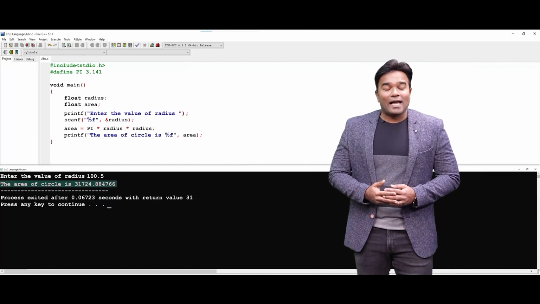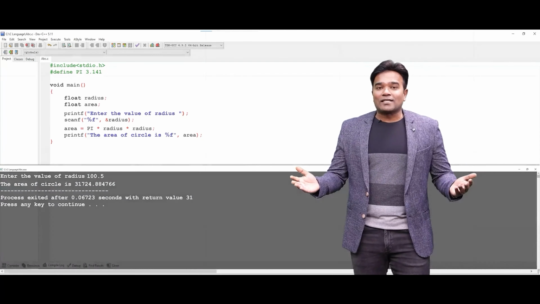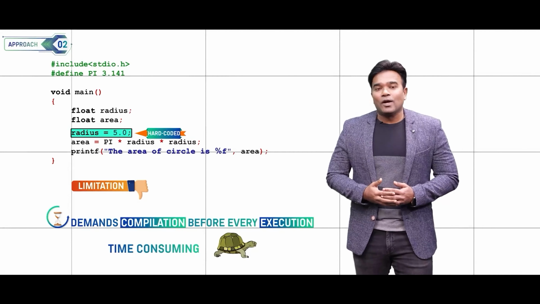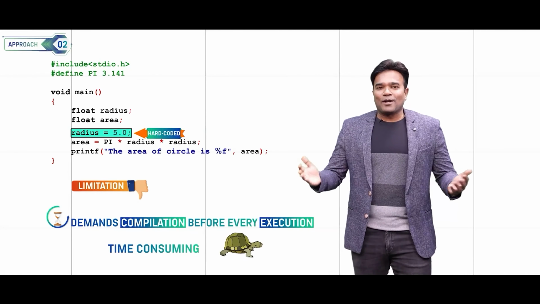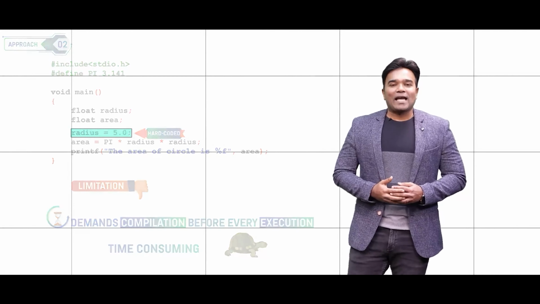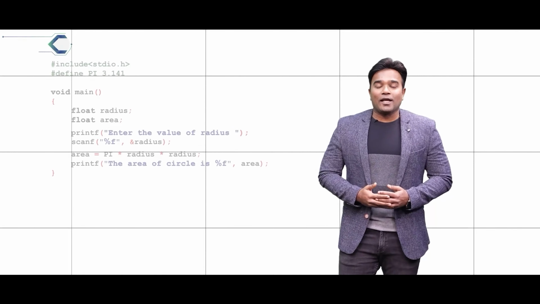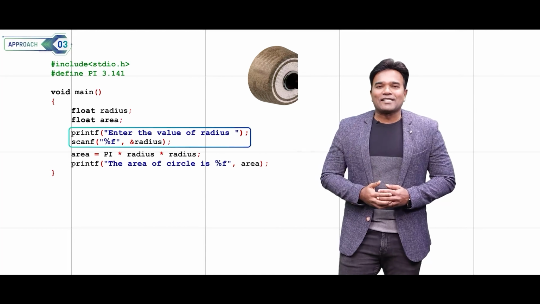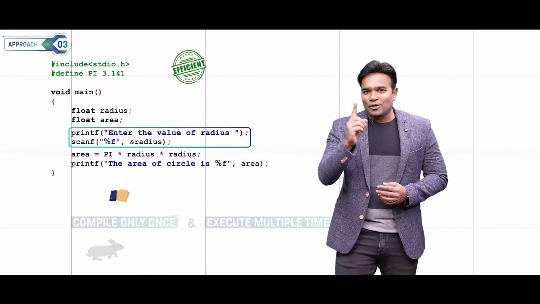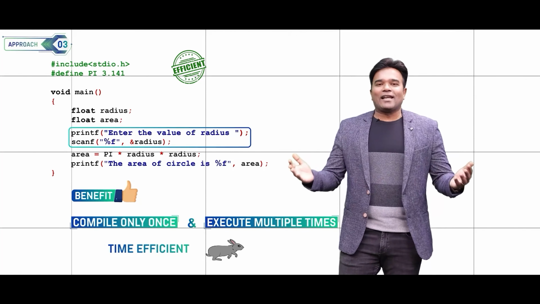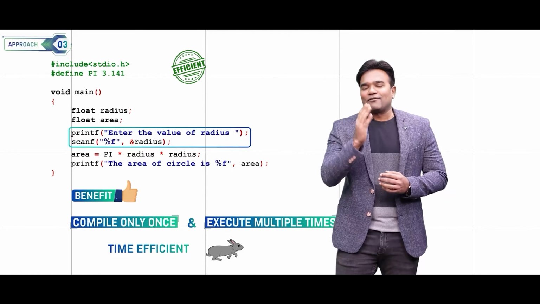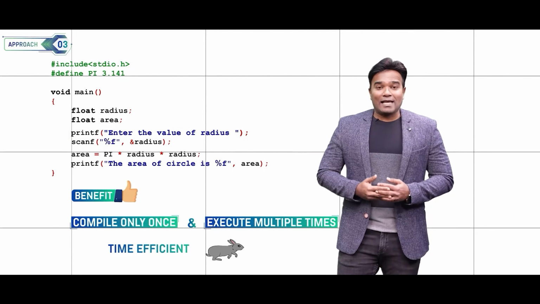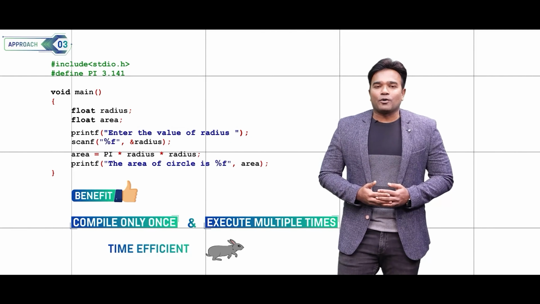In other words, I am sure by now you've been able to understand that the limitation in approach 2 was that you had hard coded the value, and as a good programmer you have understood a better approach. An approach in which you would not be hard coding, rather you would be using the input and output commands, that is the printf and scanf commands, to ensure that you compile the program only once, but then execute the program with different values of the radius. I am sure now you've been able to understand what the benefit of approach 3 is.